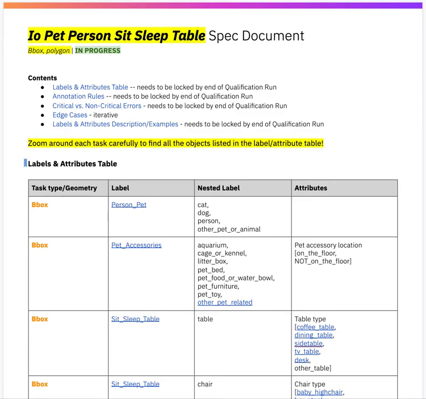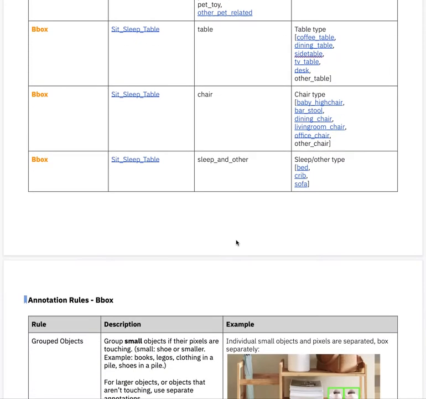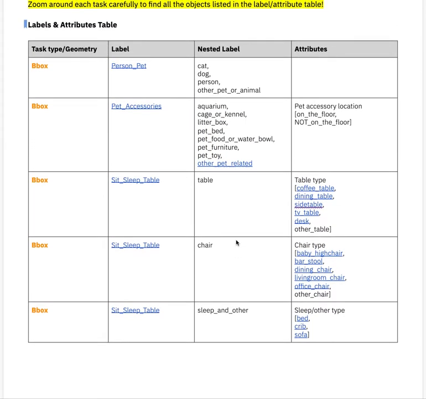So let's take a close look at all the labels, attributes, and instructions so that you know exactly what you're doing in this task. First off, very important note, always zoom around the task very carefully to make sure you find all the objects that are listed in this label and attribute table below. And you only need to label the things that are in this table, not any other objects, but definitely zoom around to make sure you have all of them.